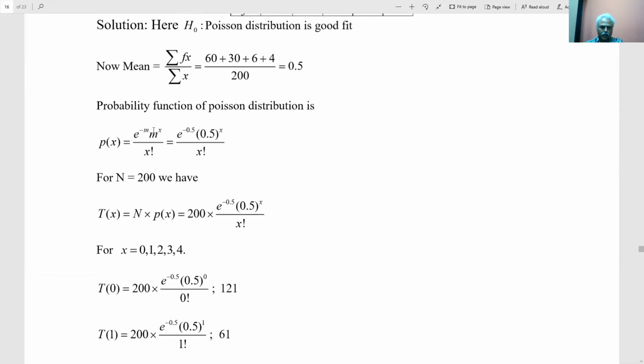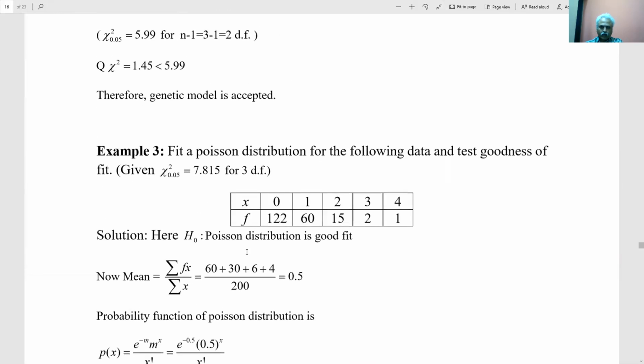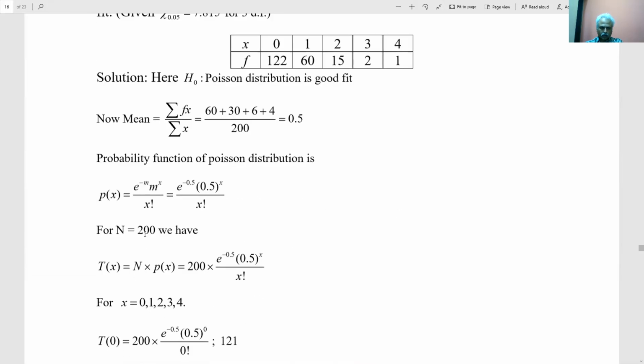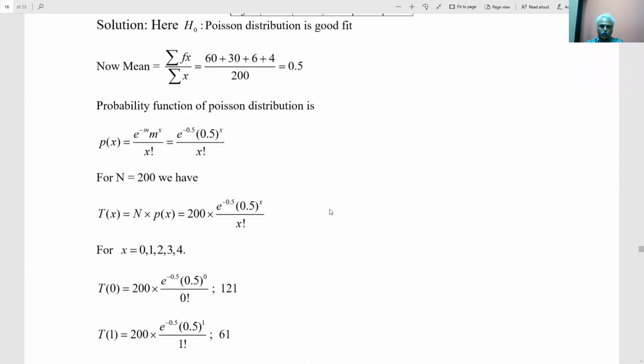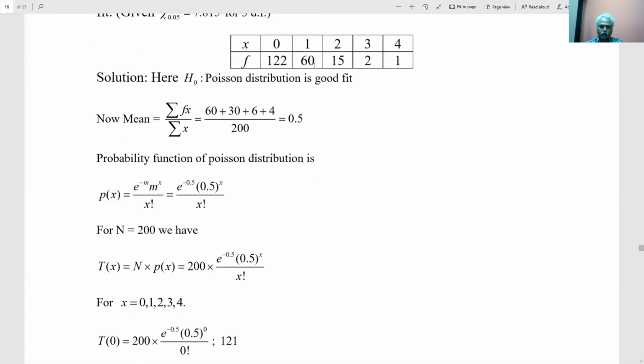That average we write here, m equal to 0.5, and the total is 200. If the total is different, you have to multiply by the different total. Total 200 into this becomes the expected curve, that is, the theoretical frequencies. Theoretical curve and actual curve, the observed frequencies.